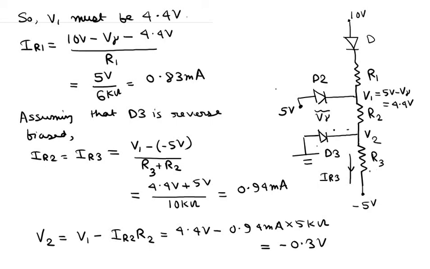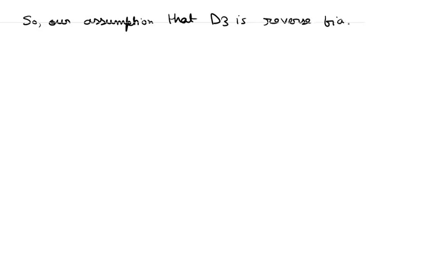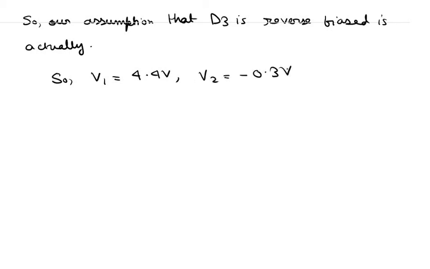So our assumption that D3 was actually reverse biased is actually correct. So our final answer is V1 is equal to 4.4 volts and V2 is equal to minus 0.3 volts.